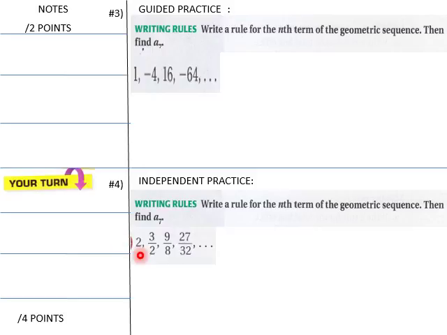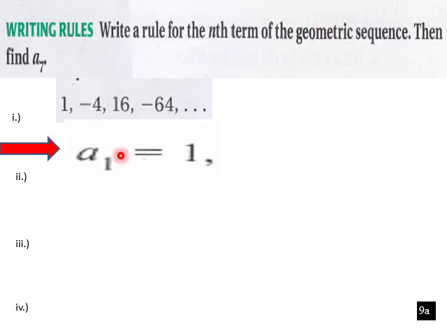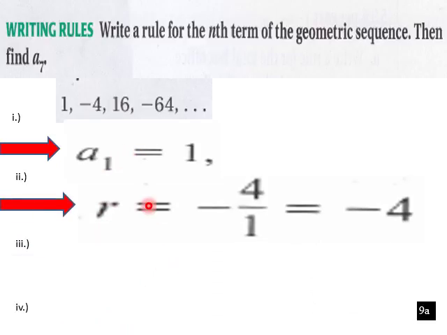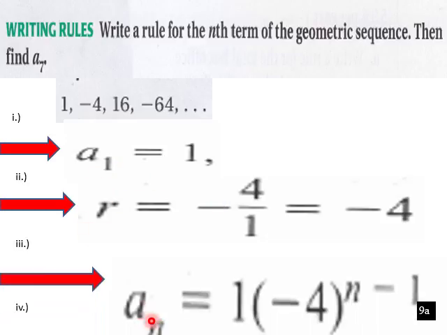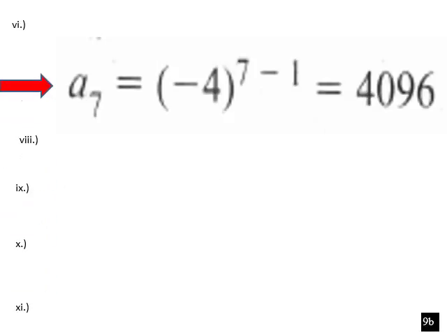And then students, this one's on you. This is your independent practice here. Write a rule for the nth term, then find a sub 7. Okay. So a sub 1 equals 1. R will be, we put this over here, negative 4 over 1, which equals negative 4, our ratio. So we can plug in now 1, which is our first term, times negative 4, which is our r, to the n minus 1. And we're trying to find the 7th member of the sequence. So negative 4 to the 6th power will be positive 4096.